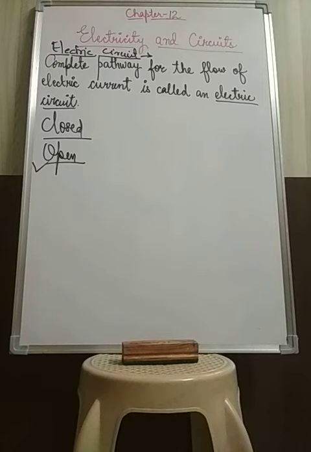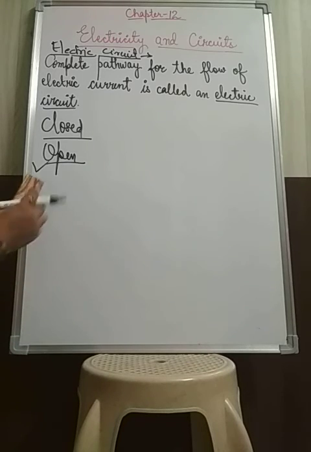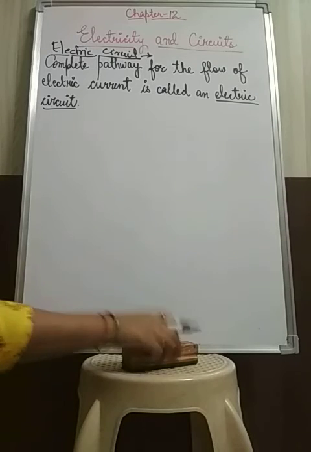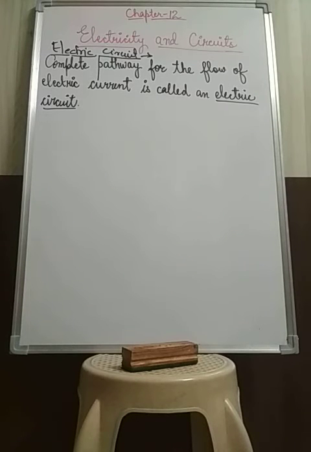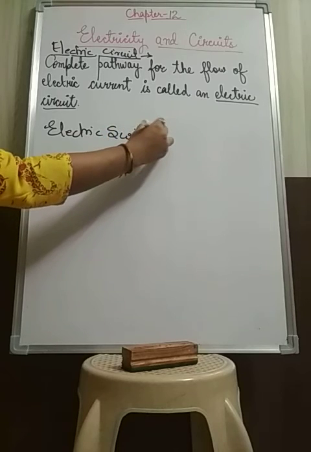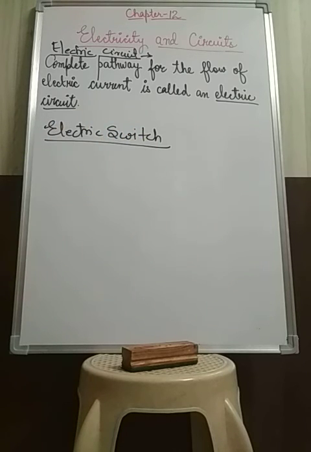Okay, students, so this is all about the electric circuit. Now, our next topic is the electric switch. You know that when you want to switch on the light, you just switch the button, and then you can easily use an appliance. So what is that button actually? They are the electric switch, which plays a very important role in an electric circuit.